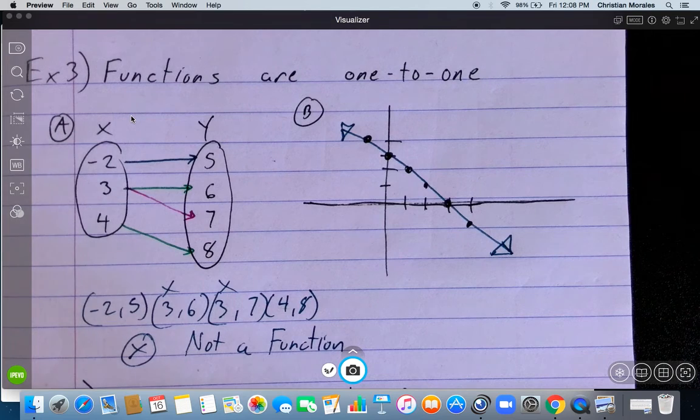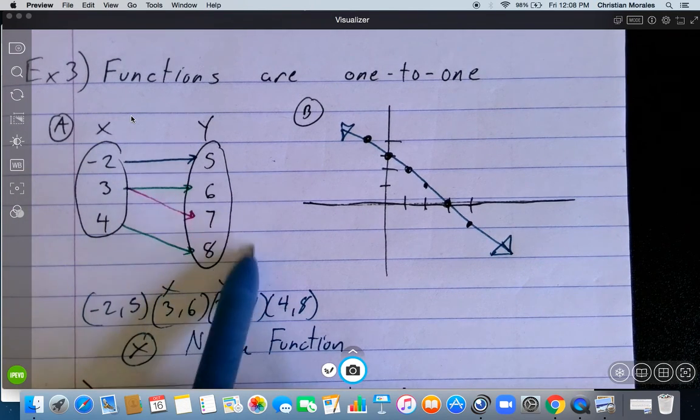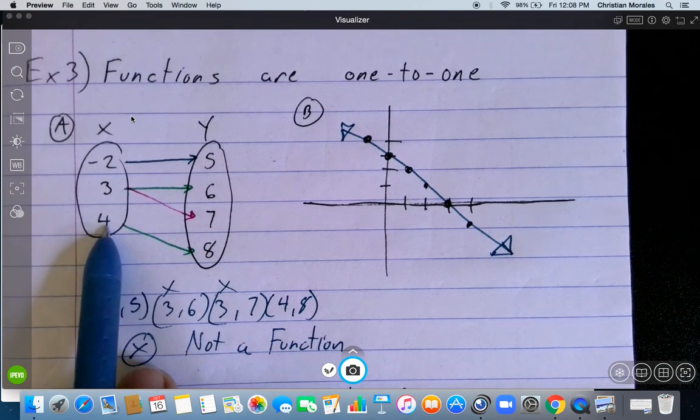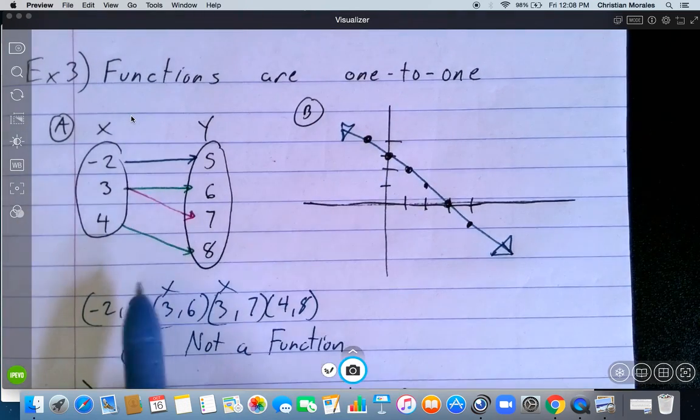Your X has to be loyal. Okay? And you're always looking at X. The Y's really don't matter too much. It's that your X's are being loyal. That your X's have a 1-to-1 relationship.